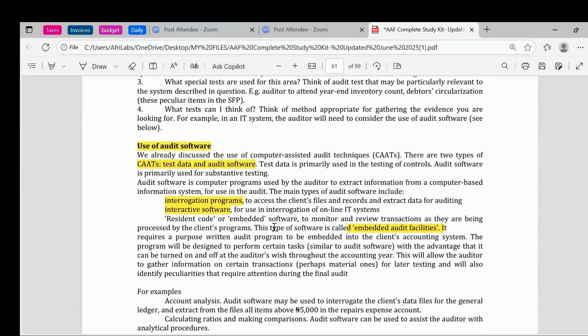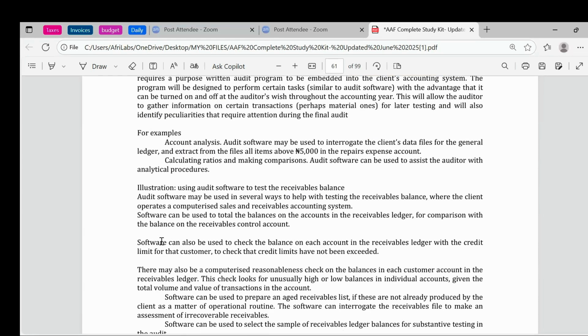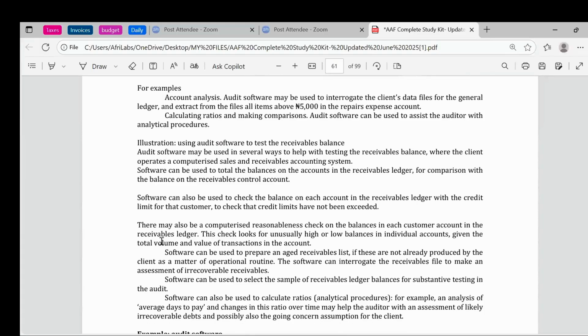Okay, for example, account analysis, like now software can be used to interrogate a client's data, their general ledger, extract all the files of items above 5,000, and then you can use your audit software to also calculate ratios, make comparisons. Basically, software just makes the life of the auditor easier. There's also the fact that you can use your software to prepare your aging receivable list. Anybody that uses QuickBooks here, you can use software to generate some form of reports instead of the auditor having to work on them from the beginning. So yeah.